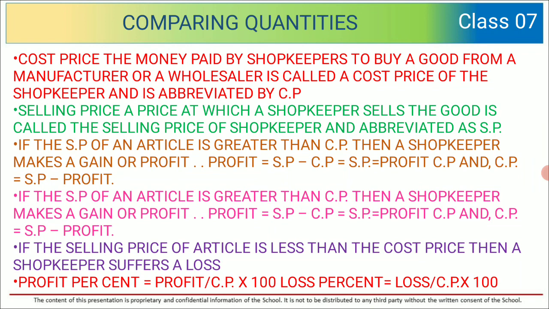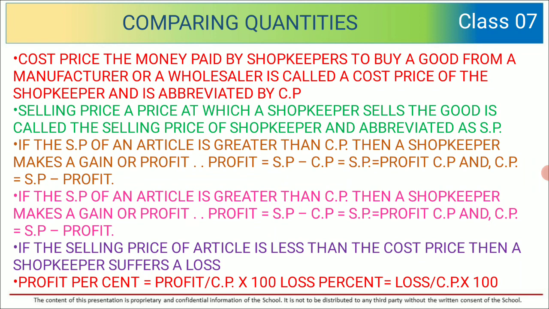So today we are going to discuss some very important terms. Cost price: the money paid by shopkeepers to buy a good from a manufacturer or wholesaler is called the cost price of the shopkeeper and is abbreviated as CP.